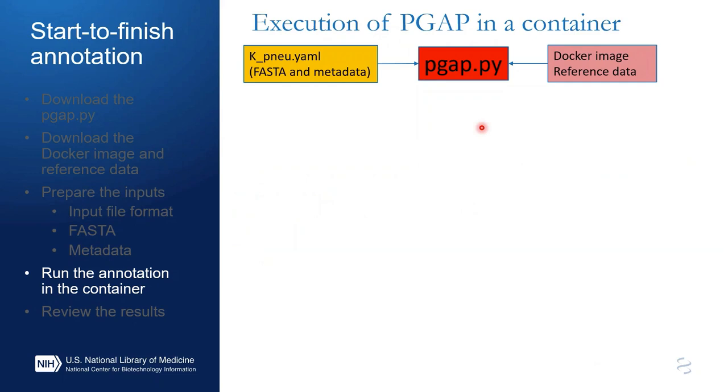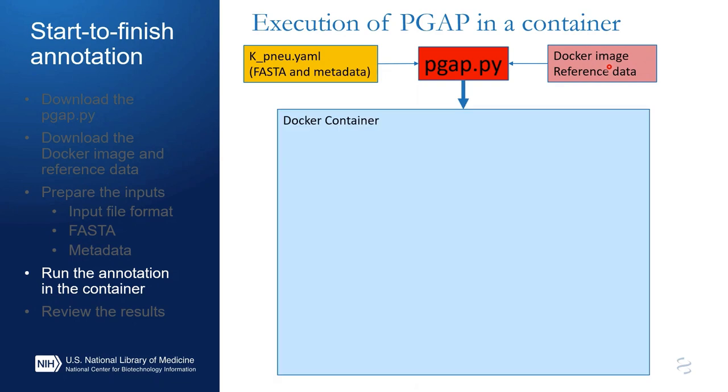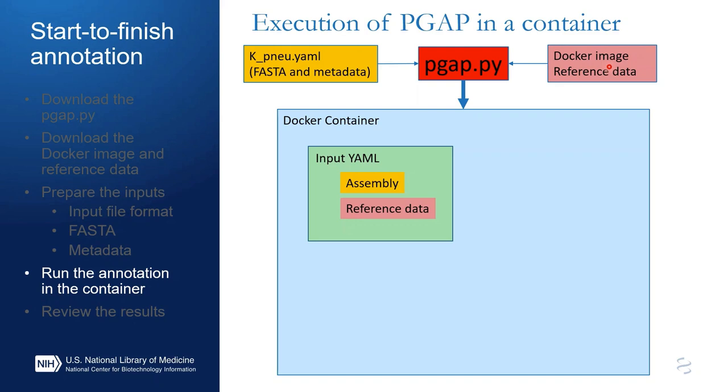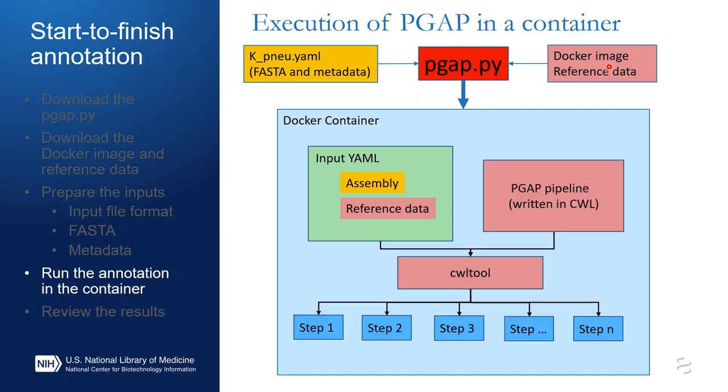So how does PGAP work? What happens when you run the command line I just showed you? So this is it. pgap.py will pick up the very small YAML file that we prepared, and it will pick up the reference data and the Docker image, and it will instantiate a Docker container within which all execution is going to happen. The first thing that pgap.py does is rearrange the input data that you provided and insert the reference data. And it will pass the input data to cwltool, which is a CWL runner that takes the pipeline, the instructions of what should happen. So it takes the input and the pipeline, runs and distributes the job, essentially runs step after step.